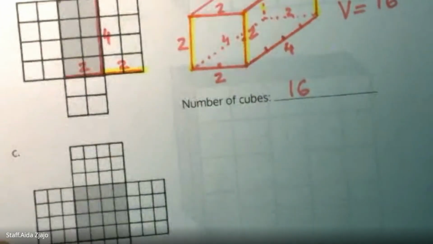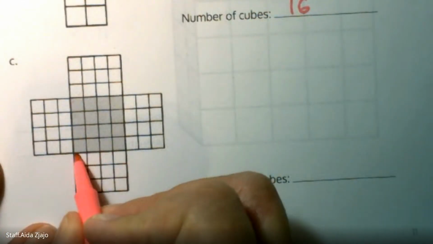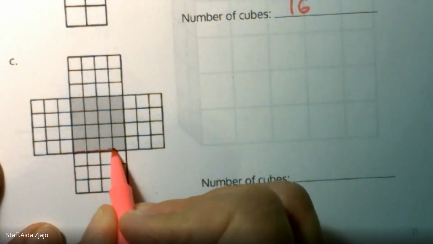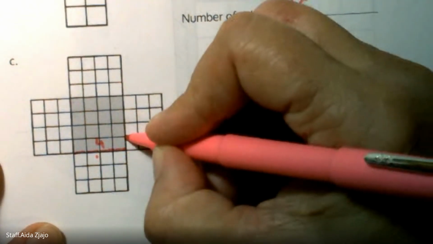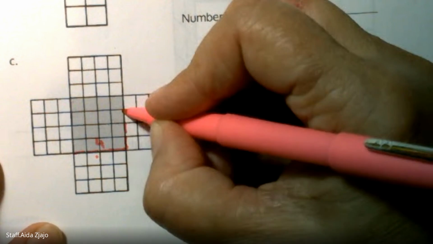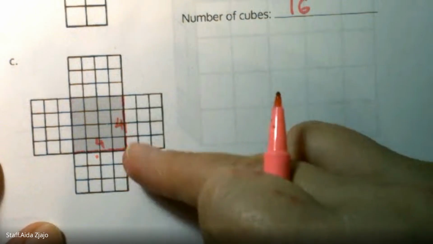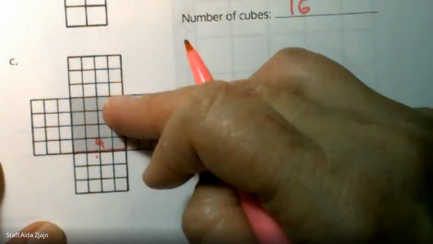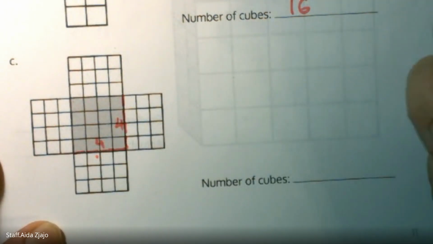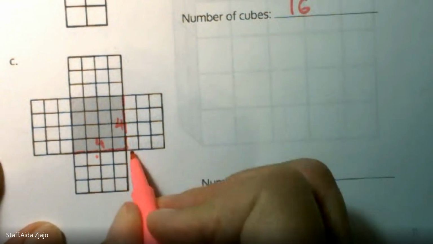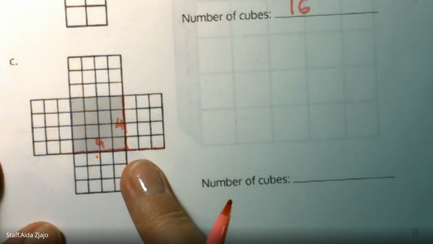The next one is, so the length is 1, 2, 3, 4. Okay, and then width is 1, 2, 3, 4. So the base is a square. 4 by 4 is 16. Here's the base. Bottom will be 16 cubes. And then the height is 1, 2, 3. So it's not a cube.